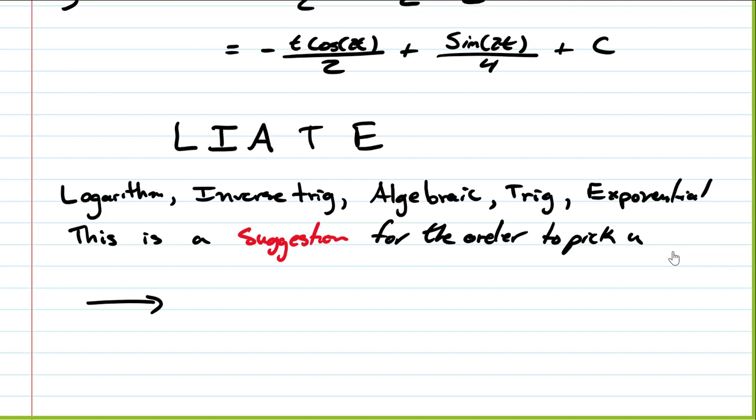So basically, this suggestion says if there's a logarithm, try that for u. If there's not a logarithm, try an inverse trig. If there's not an inverse trig, algebraic is like polynomials or rational functions, like what we saw in the last two. And then after that is trig functions and exponential functions.